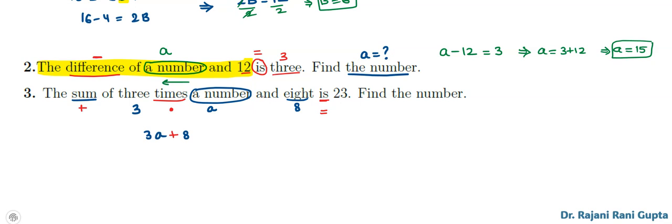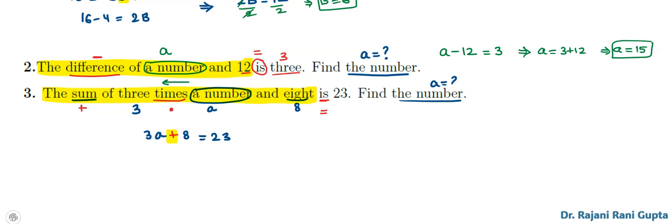3 times a number and 8. So this is the expression for this: 3 times a number and 8. Because it says sum, we write plus: 3A and 8. It is 23. What you have to find? Find the number. It means you have to find what A is.